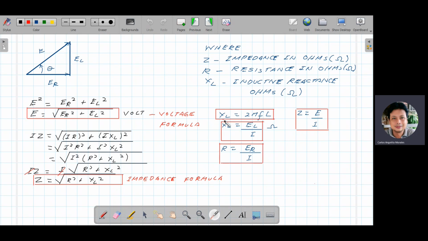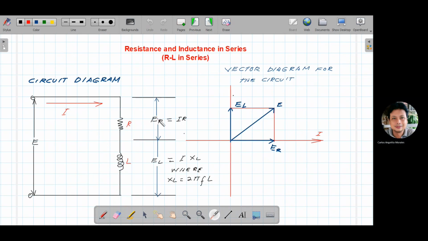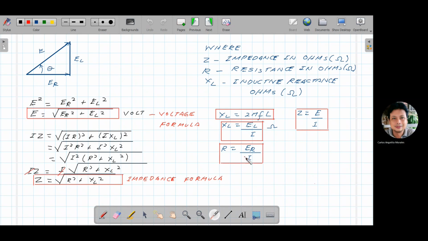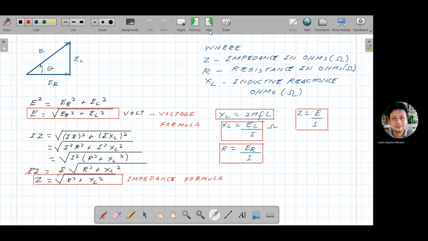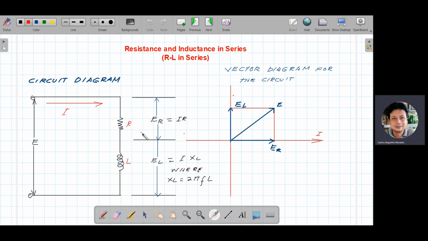Ito yung mga formula na tatandaan ninyo. XL is 2 pi FL. XL is also EL over I, yung voltage drop dito, ito yung EL. Yun ang formula, Ohm's law lang din. And yung resistance, ER over I, no? So the impedance is E over I, no? Ito, yung buong formula nito na impedance, E over I.